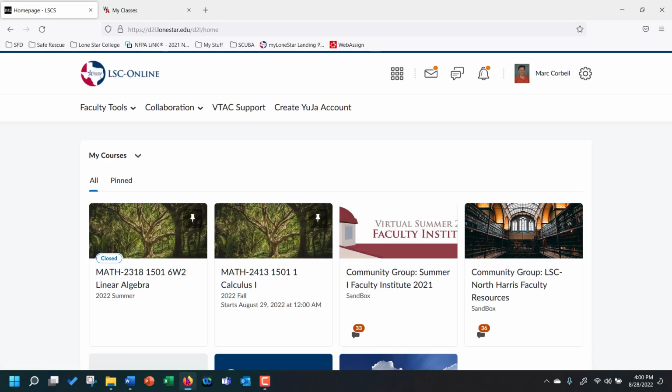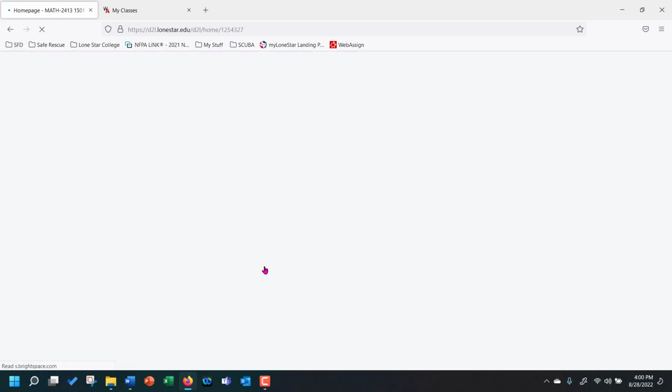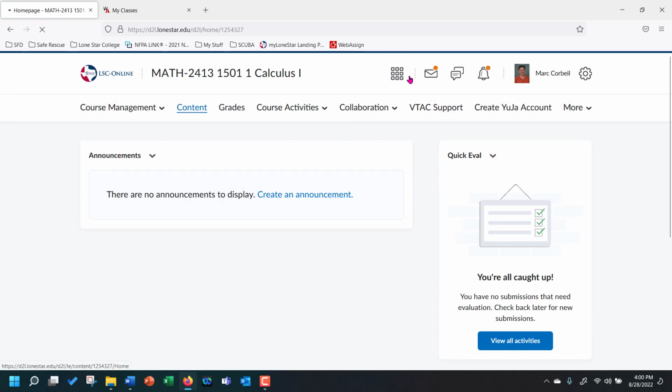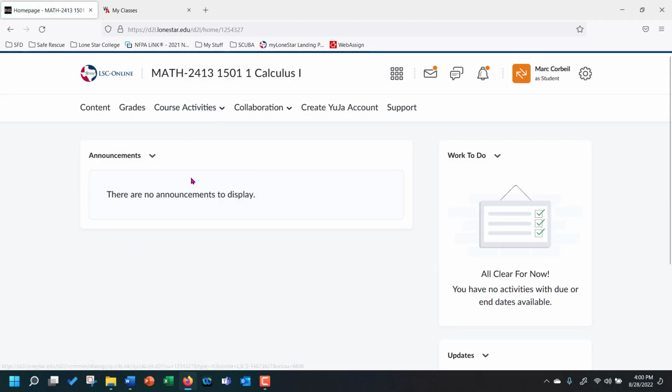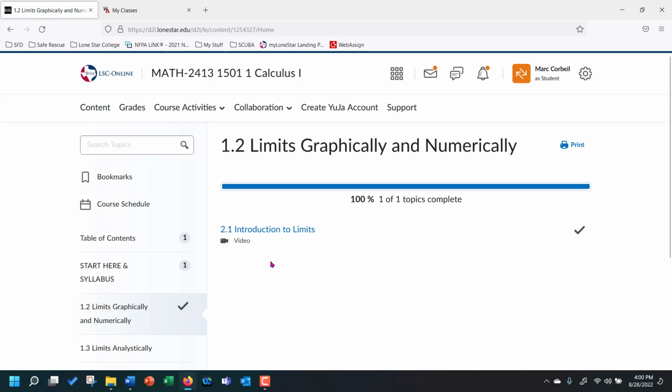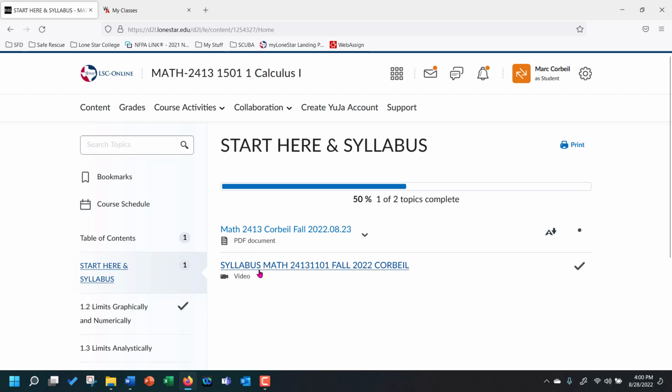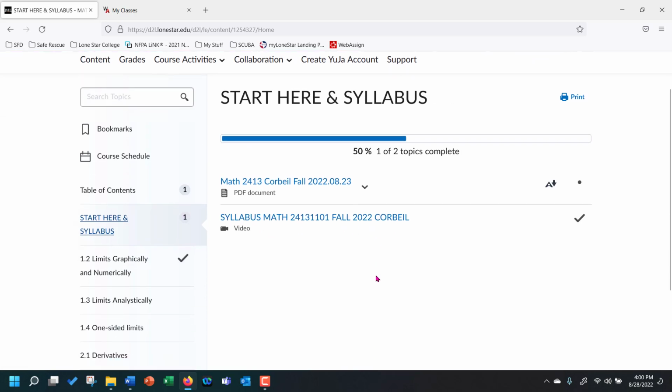This is D2L, basically Desire to Learn, our support system at Lone Star College for all classes. In D2L, you will find content. We'll look at this from your point of view. The content is here on the left, and your first start will be pressing on the syllabus and watching the syllabus video. Every section is going to have some videos available that you can watch, and they're pretty helpful.